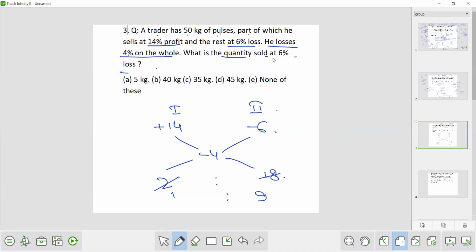We have to find what is the quantity sold at 6% loss. So we have to find what is quantity 2. So 1 plus 9, that is 10. 10 is equivalent to 50. If 10 kg would be there, 1 kg would have been sold at a gain of 14% and 9 kg would have been sold at a loss of 6%. But instead of 10 kg, it is 50 kg. So it's 5 times from here, so it will also become 5 times. So quantity 2 is 45 kg, and it was sold at a loss of 6%. So option D is the correct answer.